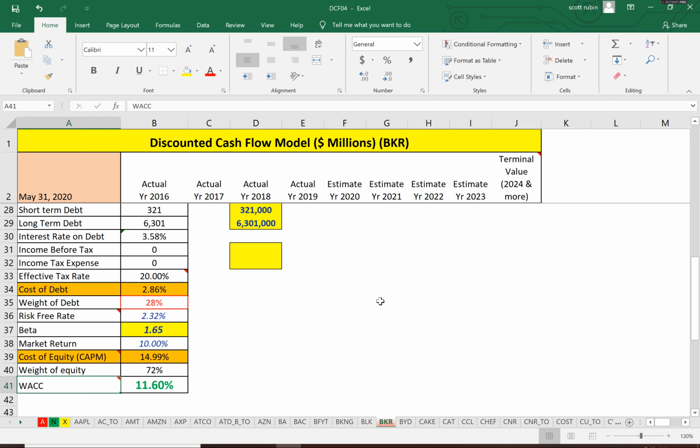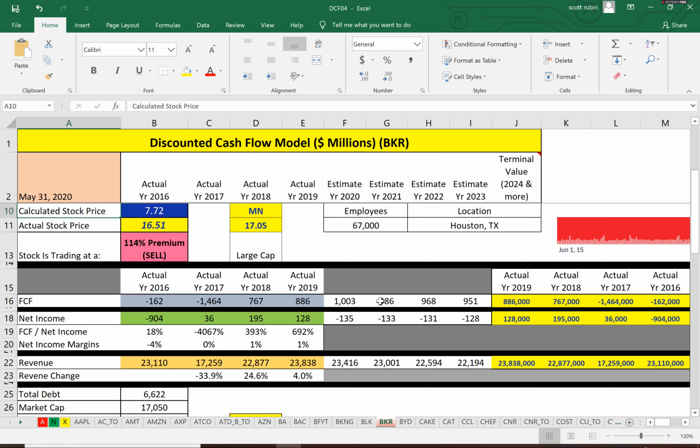So the WACC, the weighted average cost of capital, is 11.6%. And this is the discount rate this company uses to figure out investments and to do things like discounted cash flows. It's a combination of their cost of equity and cost of debt. So let's discount the future cash flows by that amount.